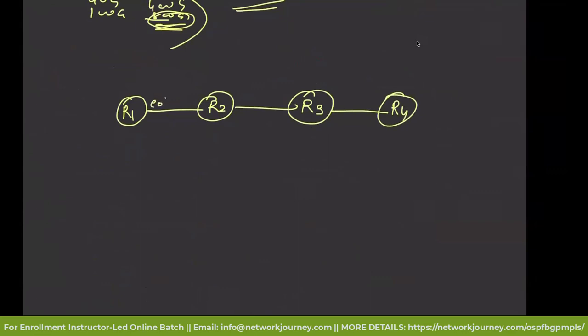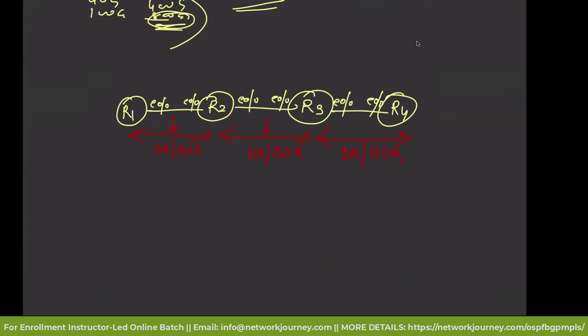So these are all Ethernets, okay? Or fast Ethernet or gig, whatever you like. But these are Ethernet medium. So guys, there is going to be a DR, BDR here. One router will become DR, one router will become BDR. There is going to be a DR, BDR here. One router will become DR, one router will become BDR, okay?